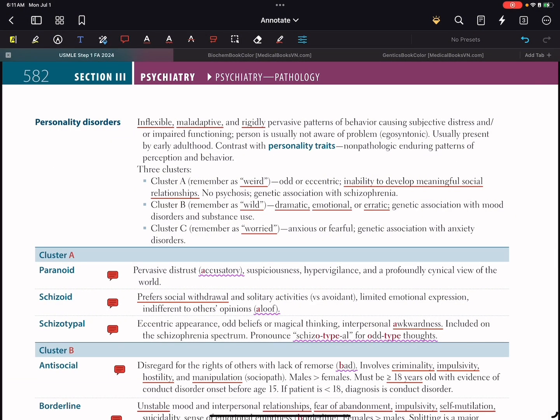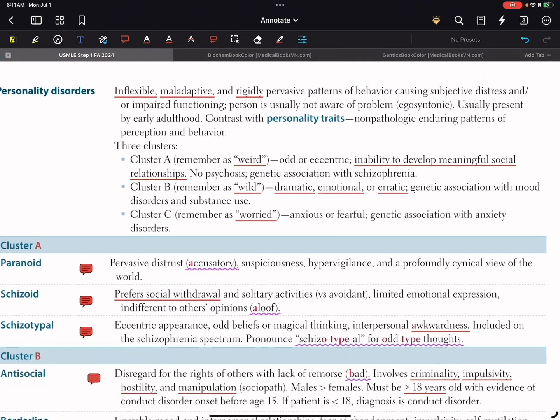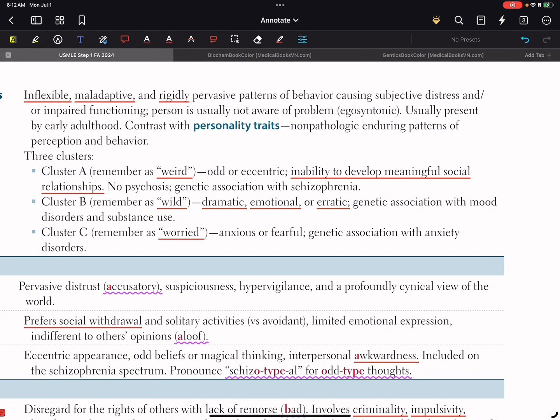Okay, personality disorders: inflexible, maladaptive, rigid, pervasive patterns of behavior causing subjective distress and or impaired functioning. The person is usually not aware of the problem, ego-syntonic. Usually present by early adulthood, in contrast with personality traits, which are non-pathologic, including patterns of pervasive perception and behavior. We have three clusters: A, B, and C. Weird, wild, worried. So cluster A: odd or eccentric, inability to develop meaningful social relationships, non-psychotic, genetic association with schizophrenia. So the odd, the weird one, is schizophrenic-related.